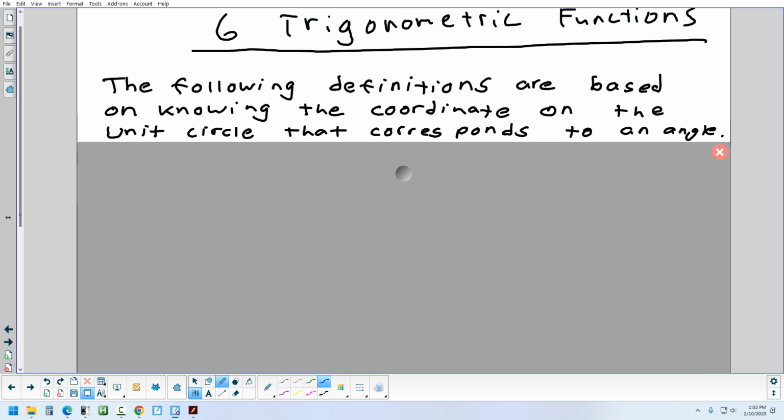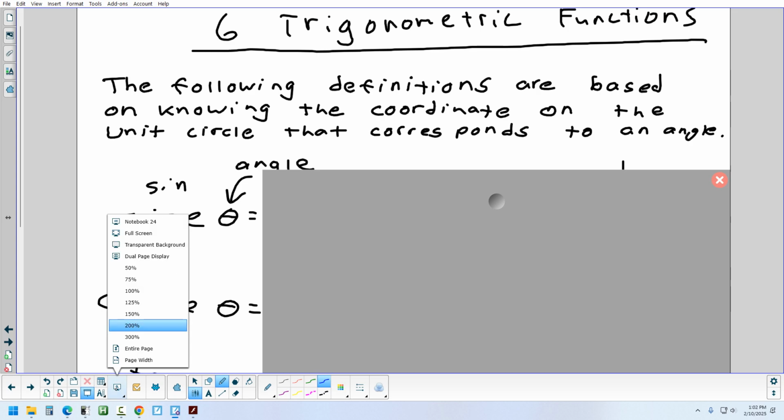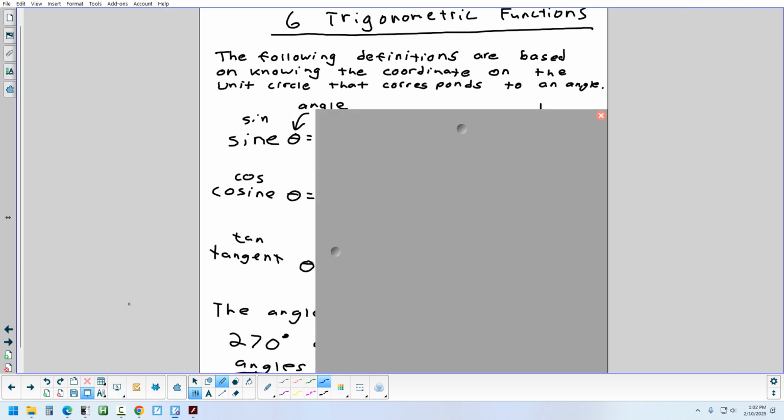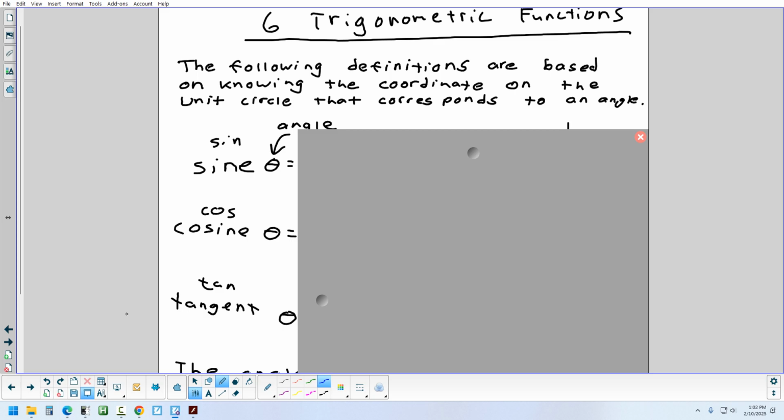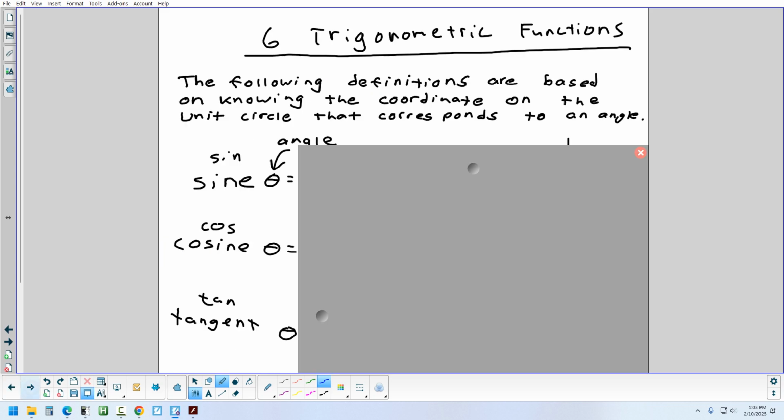The 3 basic ones that we do are sine, cosine, and tangent. Each trig function has a 3-letter abbreviation, and that's generally how you're going to see me write it from now on. Sine is abbreviated SIN, cosine, COS, and tangent, TAN. Each one of these trig functions is defined as part of a coordinate on the circle.